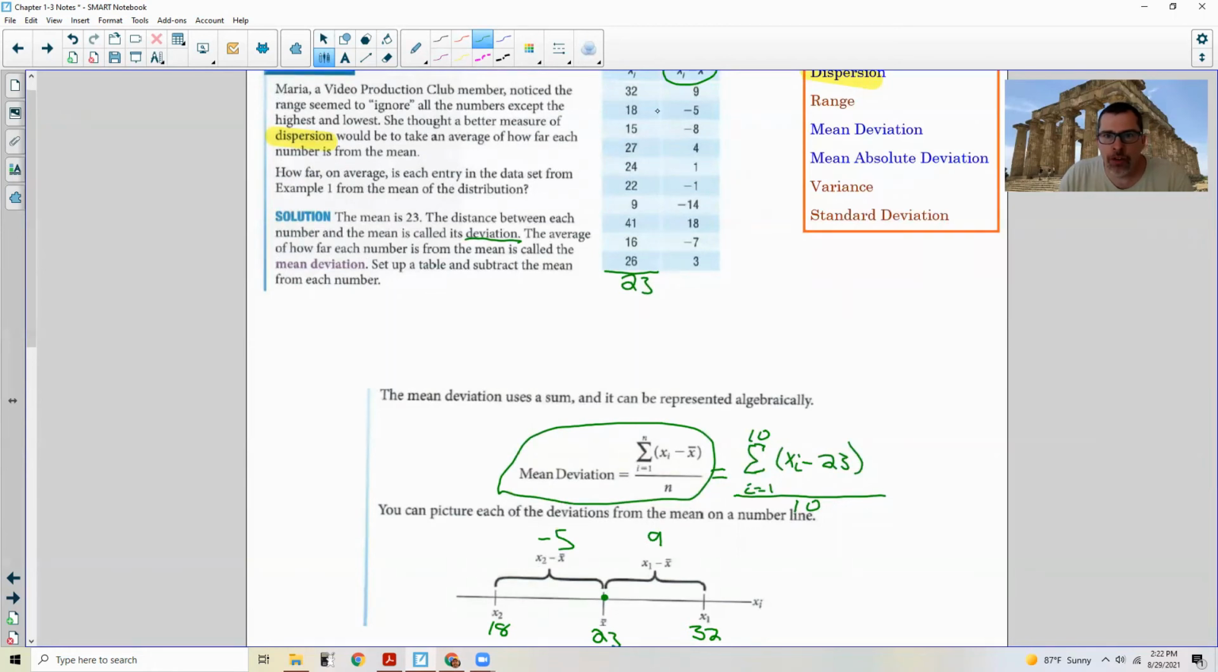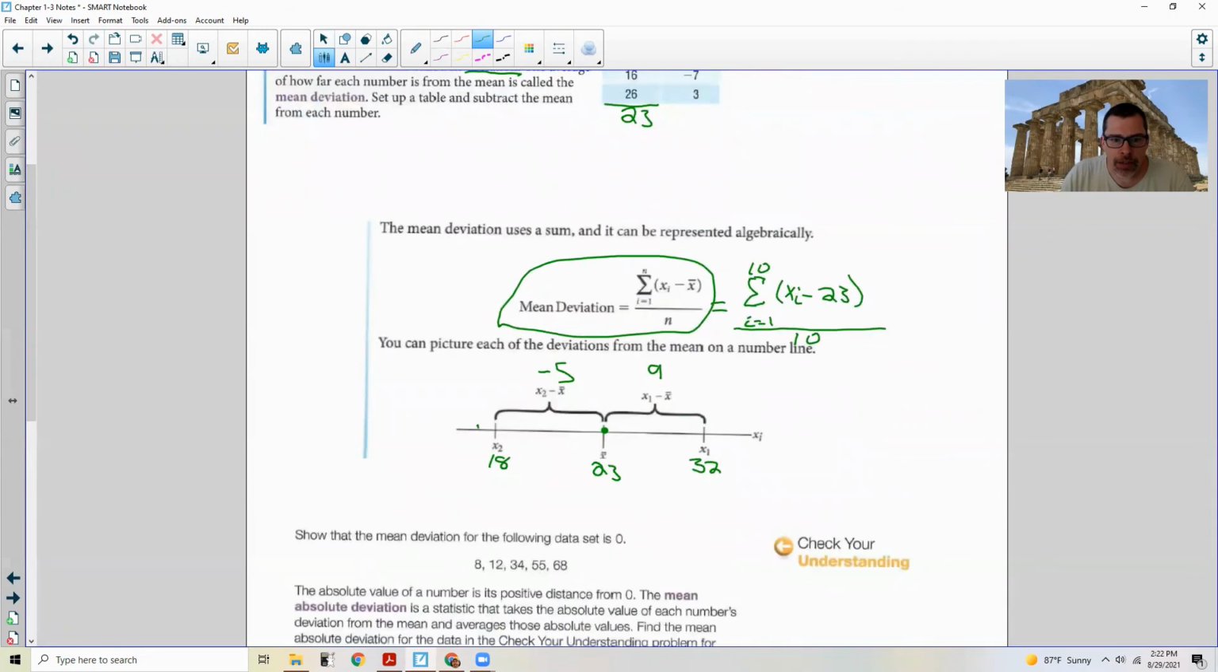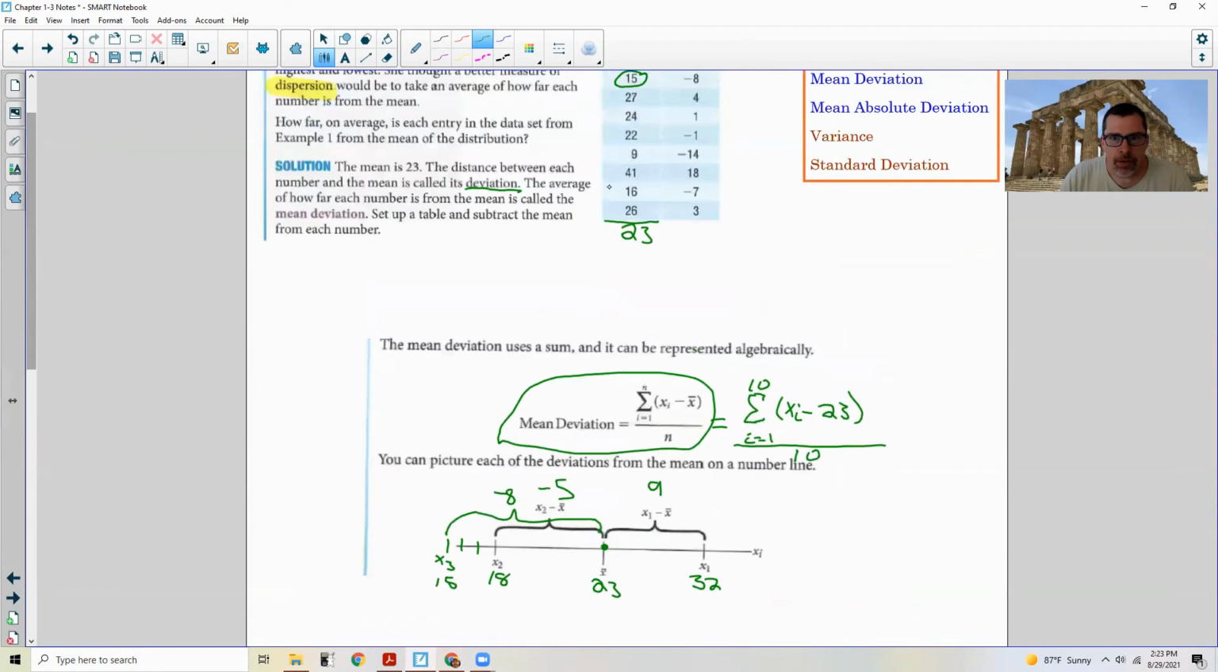So if I went and plotted x sub 3, the third term was 15, and that's -8. So that would end up here, 17, 16, 15. This would be x sub 3 at 15. And to get from 23 down to 15, I had to subtract 8. Okay, and we can do that for all of them, but it would just get really messy.